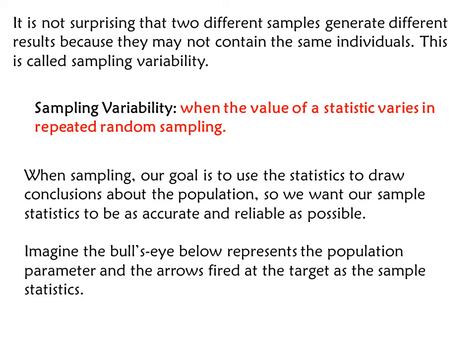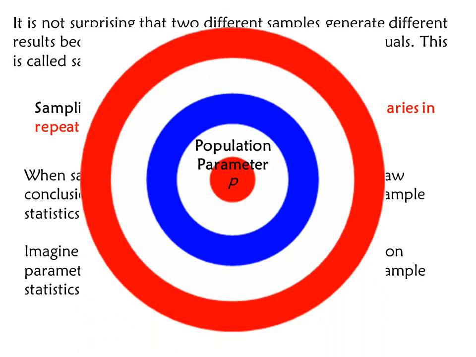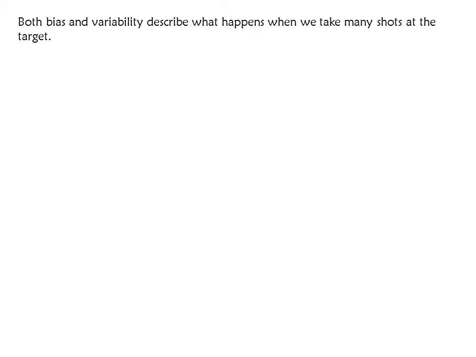So imagine the bullseye below on your paper represents the population parameter, and the arrows fired at the target are the sample statistics. Our goal is to get as close to the population parameter as possible, so as close to the bullseye as possible, while also being reliable and consistent. So both bias and variability describe what happens when we take many shots at the target.